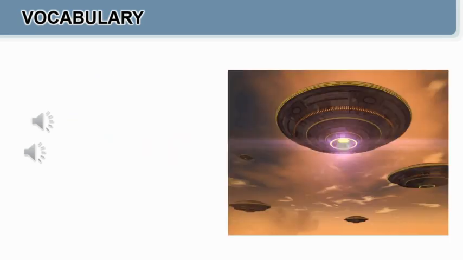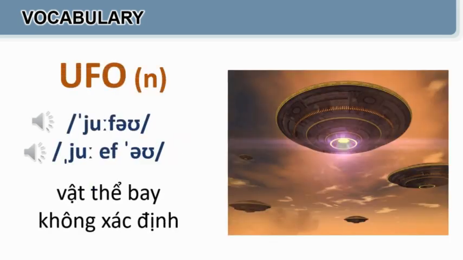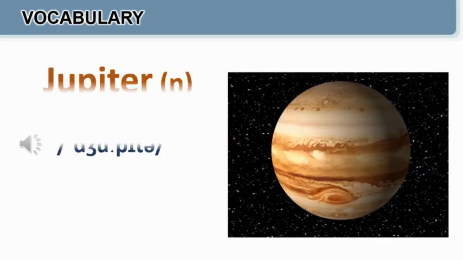The next one is UFO. UFO stands for unidentified flying object. Now let's learn about some words about planets.